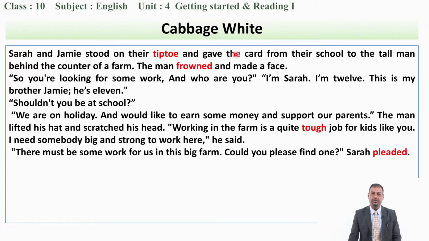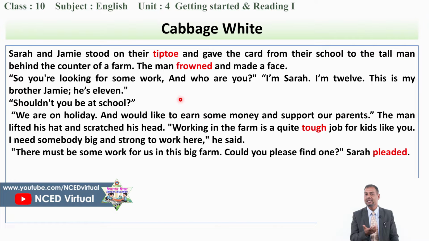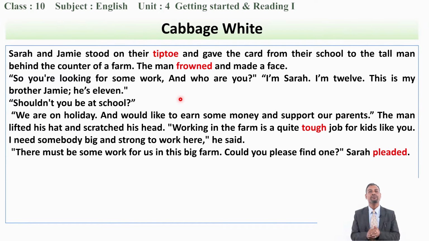Now, we are going to start today's story, and I am going to present you a model reading. You have to listen to me very carefully, and we'll discuss some unfamiliar words with their meanings, okay? Let's begin then. Sarah and Jamie stood on their tiptoe and gave the card from their school to the tall man behind the counter of a farm.